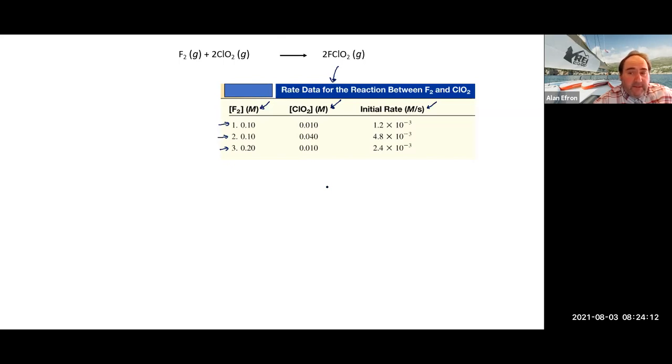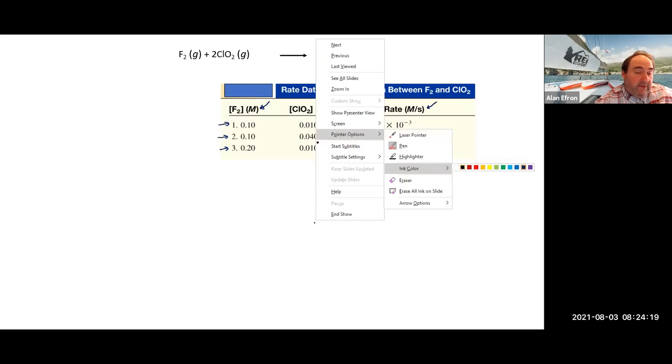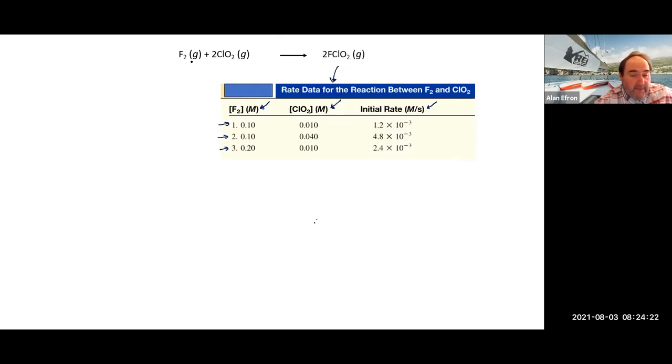So the first thing that you can do is write what I sometimes refer to as the generic rate law for this reaction. If we were going to look at this reaction, remember when we write a rate law, it's all about the reactants. So the rate would equal k times [F2] to the x. Again, we don't know what the order is at this point. Times [ClO2] to the y. And again, we don't know what the order is at this point. Just the reactants are involved. Remember again that those orders are not from the coefficients.